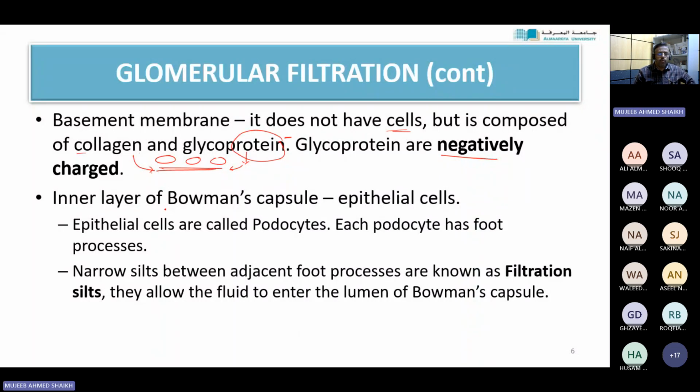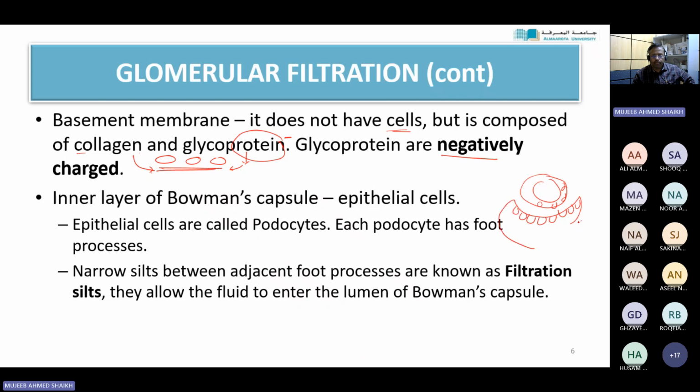Then comes the inner layer of Bowman's capsule. You have first the capillary, which is having holes or fenestrations. Then you have the inner layer of Bowman's capsule, this one. And it has got cells again.